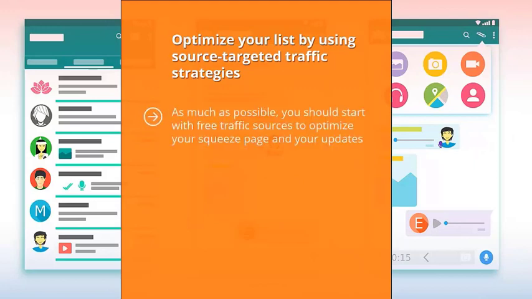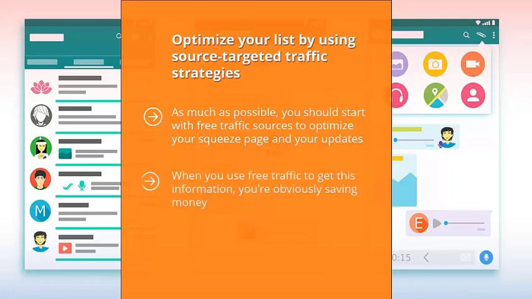As much as possible, you should start with free traffic sources to optimize your squeeze page and your updates. By using free traffic, you should be able to get enough clues as to how to tighten up the incentive you're offering, increase your squeeze page conversion rate, and maximize your email open rate. Once you use free traffic to get this information, you're obviously saving money. The downside of this is you're going to have to invest time into this. You're still paying, but not in the form of money. Instead, you're paying in the form of time.